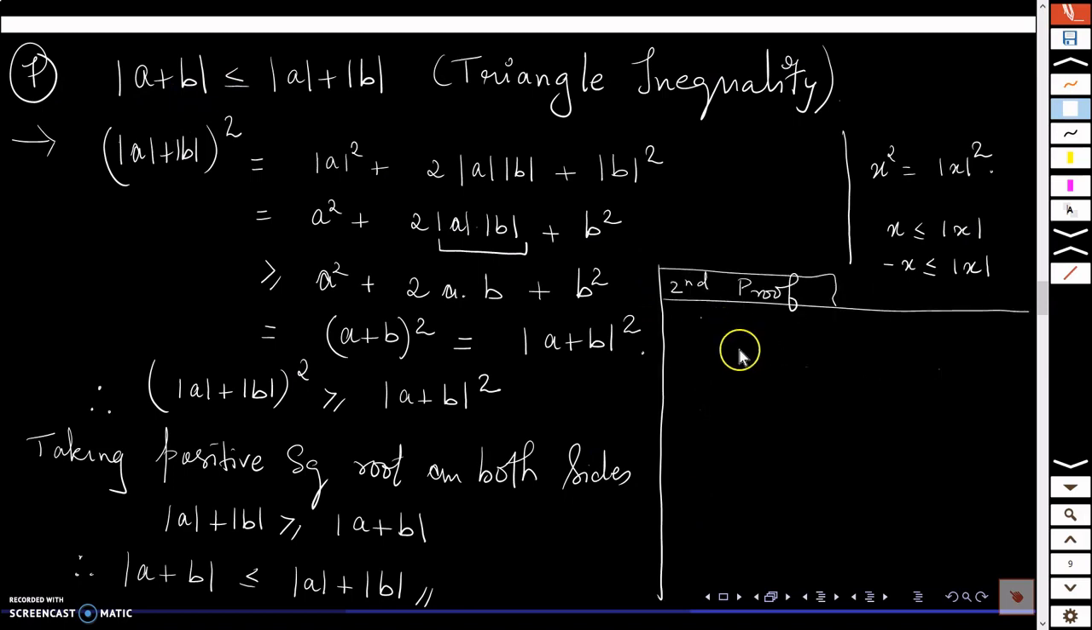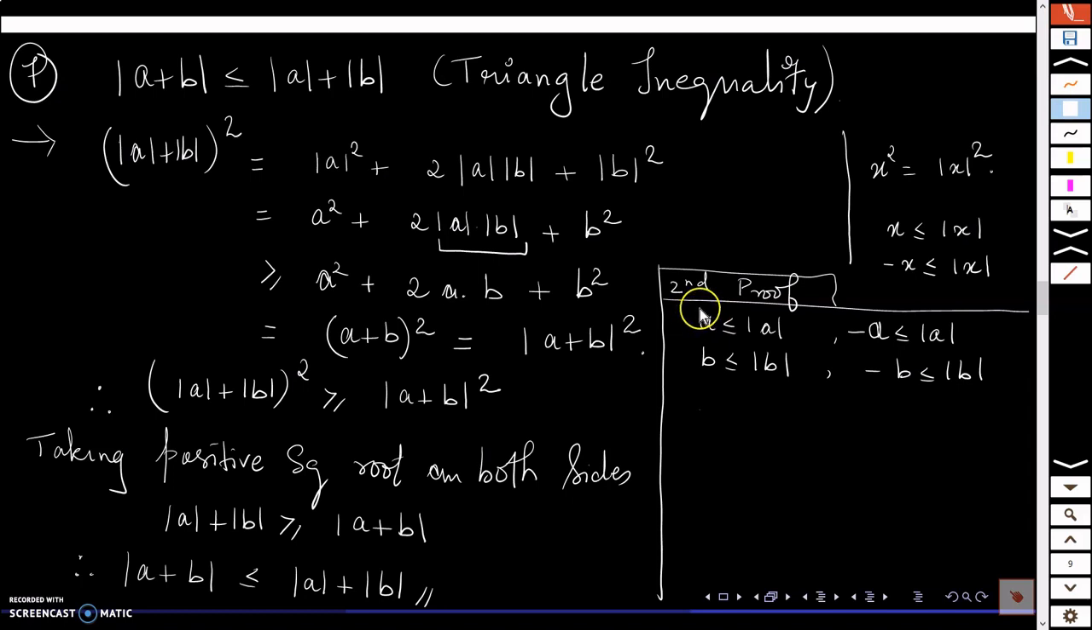Now let's look at another way of proving the same triangle inequality. So we know that for any real number, a is less than or equal to mod a and its negative is also less than or equal to its modulus. One of the properties in this list only. And the same thing will work for b as well. So I have this with me, right?